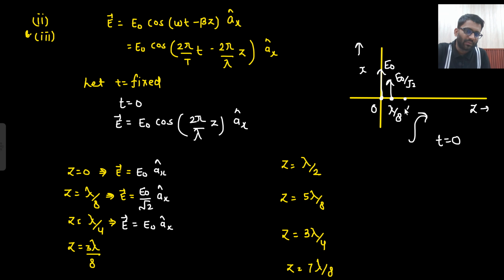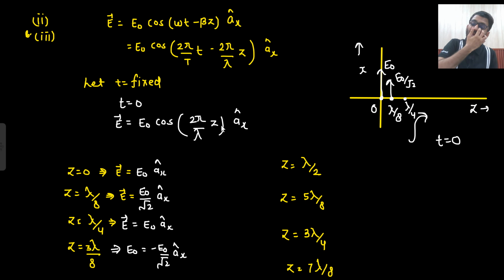So here I am getting 0 at lambda by 4. In that manner I am going. So at 3 lambda by 8, what you are going to get? Minus E naught by root 2 Ax cap. Okay, this you can see on your own. At lambda by 2, what you will get?